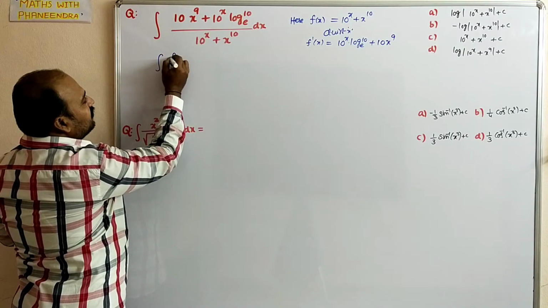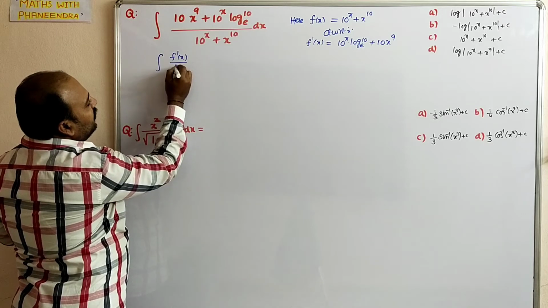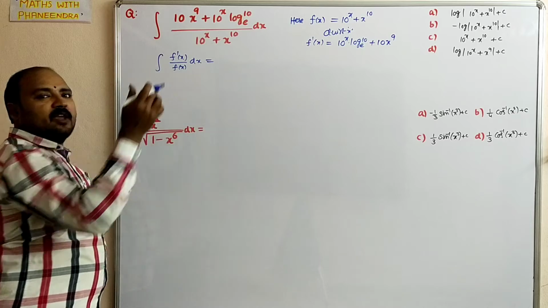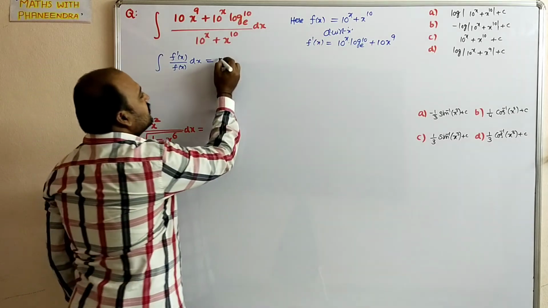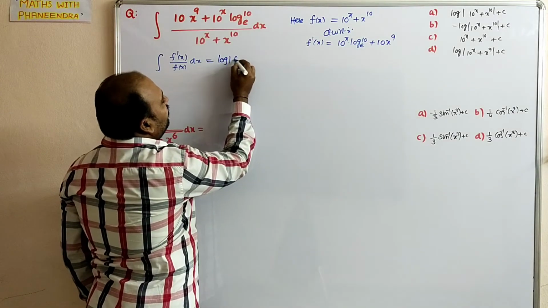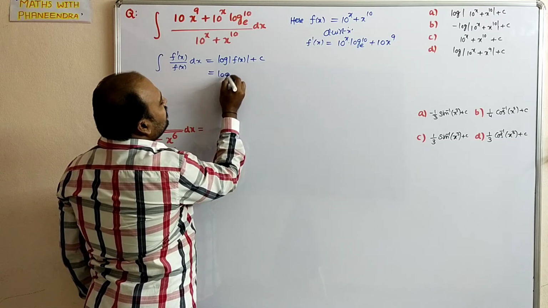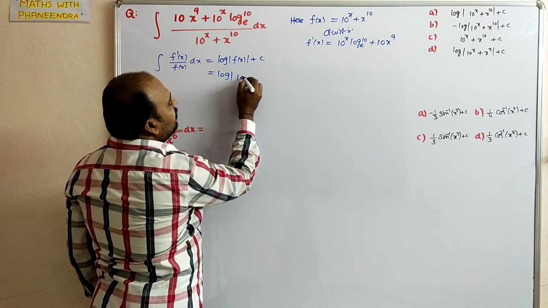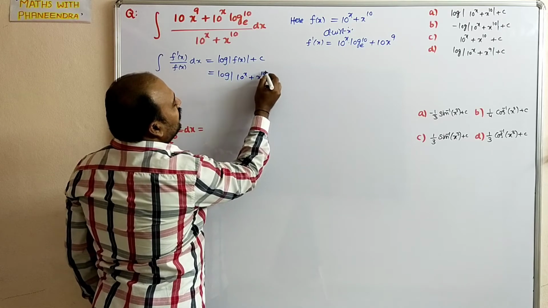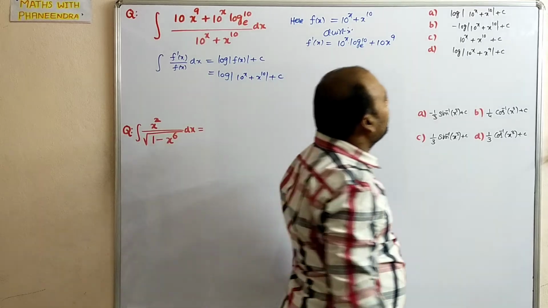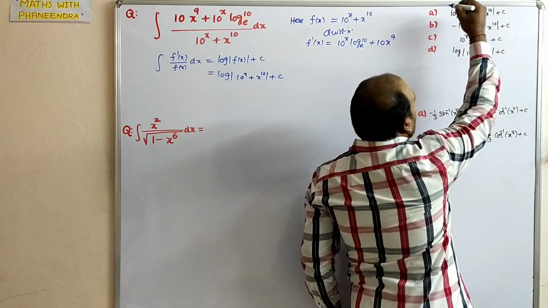That means f dash of x divided by f of x into dx. We know the formula: integral of f dash of x by f of x dx is log mod f of x. So log mod f of x plus c. What is f of x here? We assumed 10 power x plus x power 10. So log mod 10 power x plus x power 10 plus c, which is there exactly in the first option.